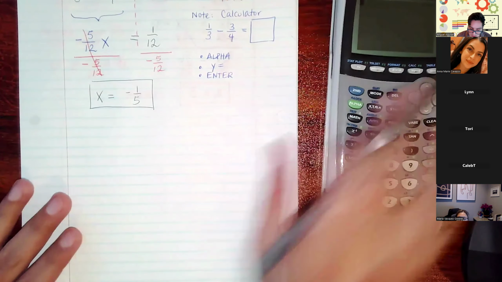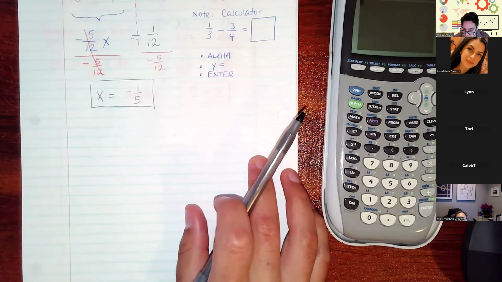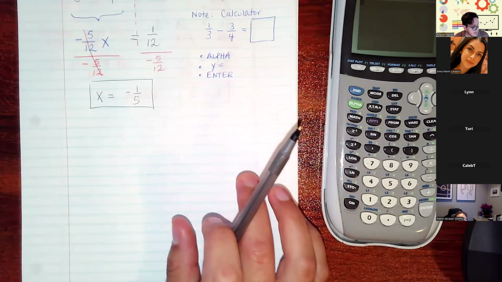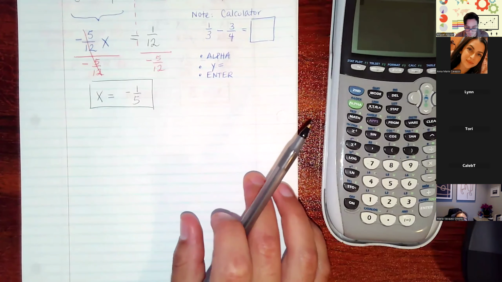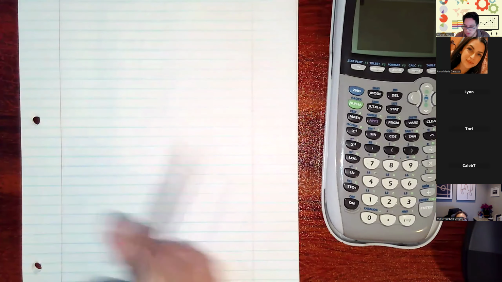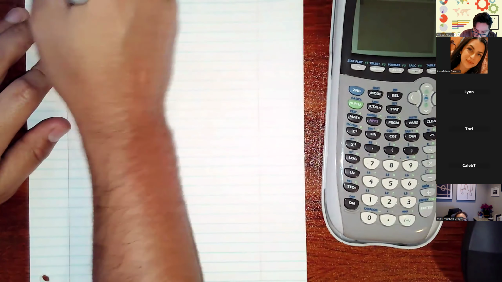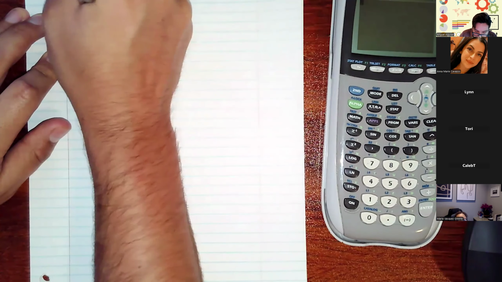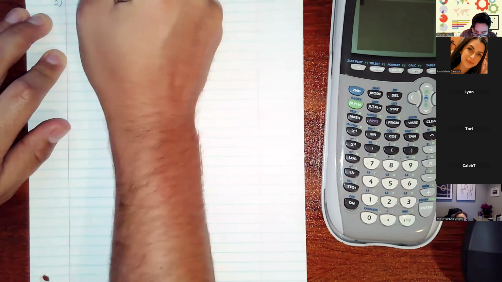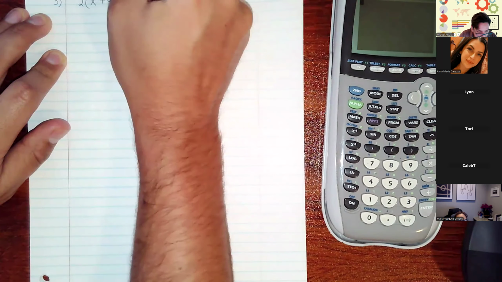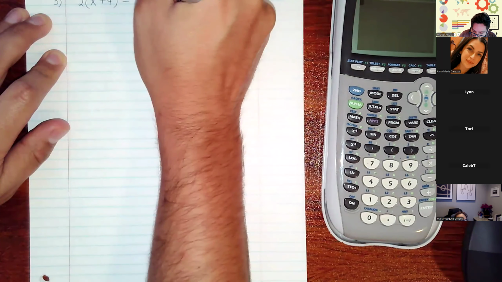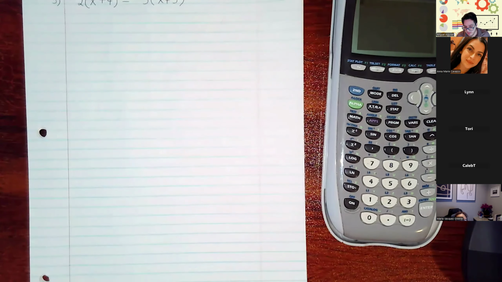Okay. All right, are you guys ready to move on to the next one? Yes. All right. Let's do a new piece of paper. The third one says 2 times (x plus 4) is equal to -3 times (x plus 5). Okay.